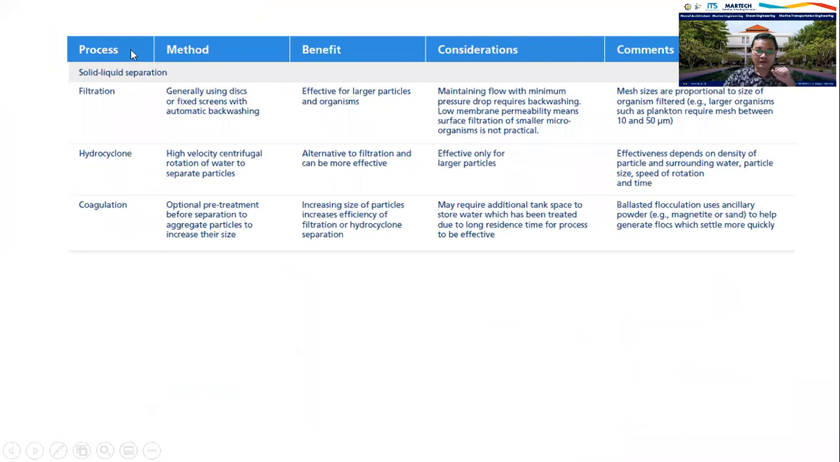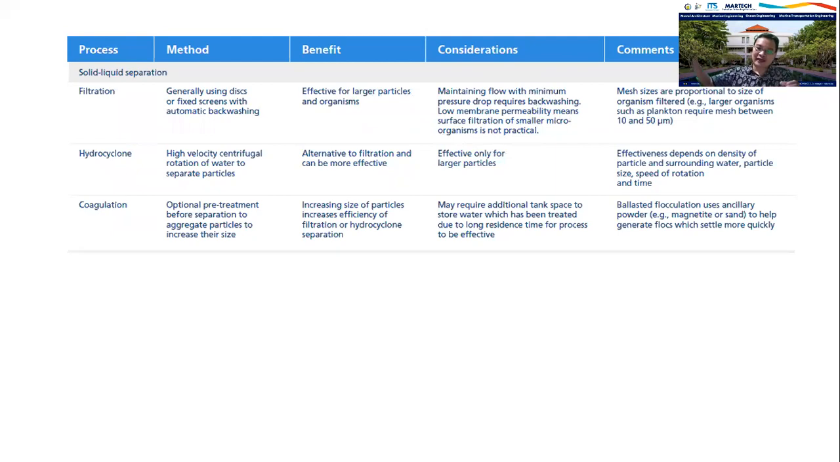So this is some process. This is solid-liquid separation. There are many methods, right? Benefits and considerations: the filtration generally uses a disc or fixed screen with automatic backwashing. Backwashing means to clean the filter, basically. It is effective for large particles and organisms. Maintaining flow with minimum pressure drop requires backwashing. So if you are using filtration, it is necessary to backwash.